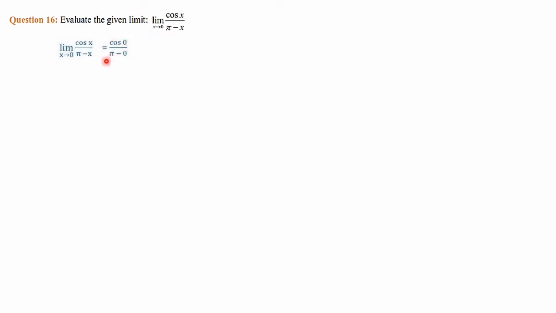So cos 0 divided by pi minus 0 is cos 0 divided by pi itself. As we know that cos 0 is equal to 1, we can just substitute that value, that is 1 divided by pi. Reason is cos 0 is equal to 1. We have substituted that value. So the answer is 1 divided by pi.